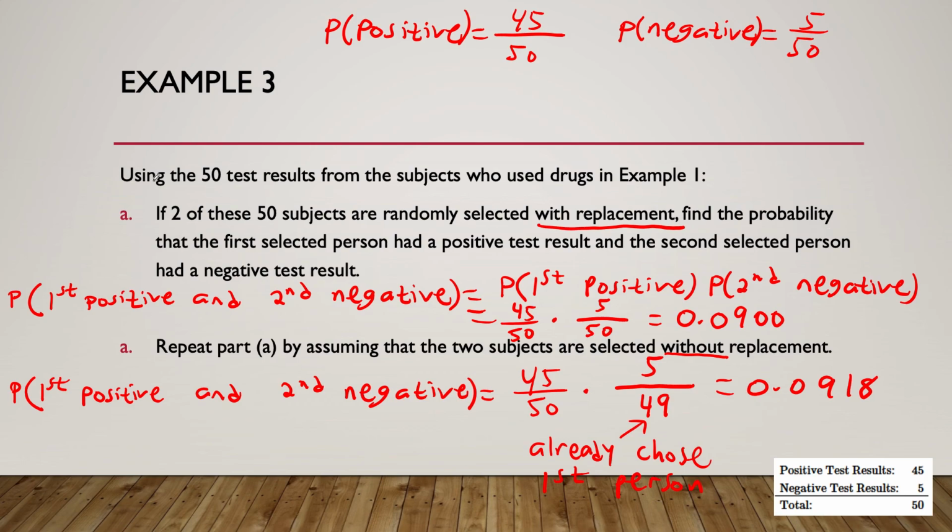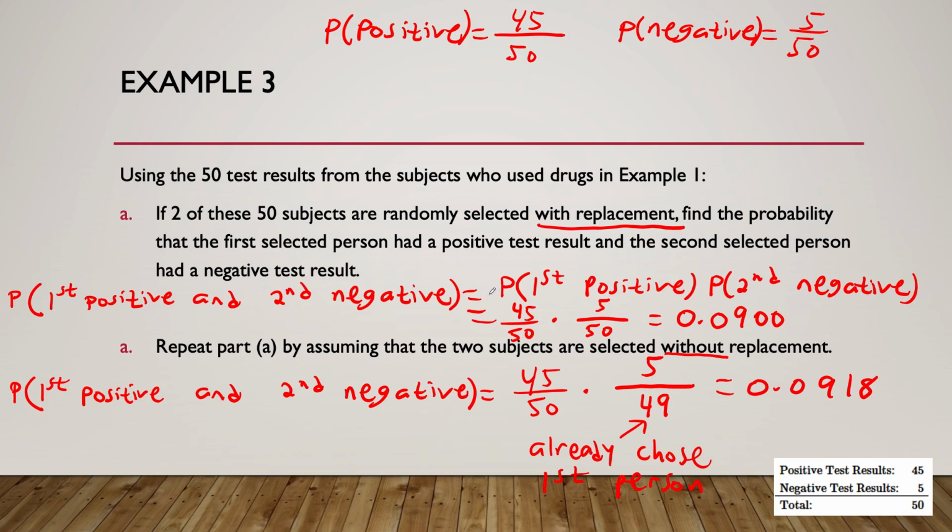So let's say, for example, using 50 test results from the subjects who used drugs in example 1, which is written down here in this table, if 2 of those 50 subjects are randomly selected with replacement, we're going to find the probability that the first selected person had a positive test result and the second selected person had a negative test result. So probability of first positive and second negative. From this table we could see the probability of a positive test result is 45/50ths, and the probability of a negative test result is 5/50ths.